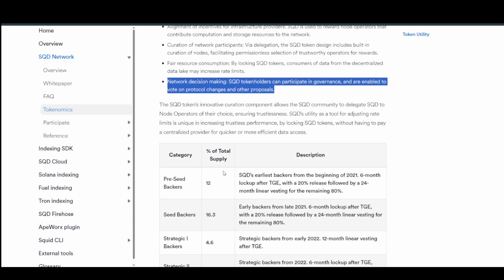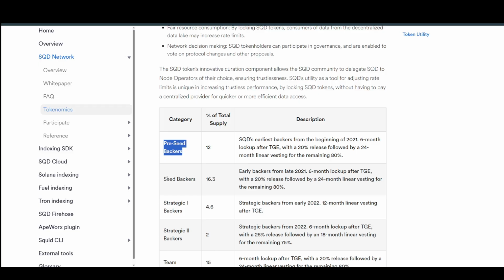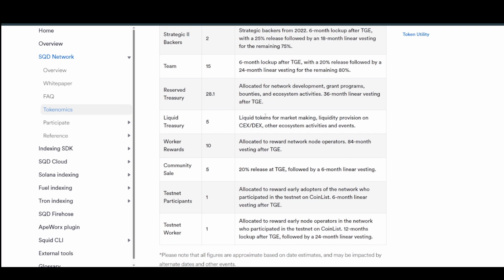Now coming to the supply, this is where things get a bit weird. If you look here, we have pre-seed backers, seed backers, strategic backers, and strategic 2 backers. So basically this is 12, this is 16, this is 4, and this is 2. If we combine these numbers, I believe it comes out above 32 or 35% of the total supply is given to the backers or the investors, as you can see here. And for the pre-seed backers, if you look here, we'll talk in just a second about when they will get the token. Anyways, let's look at the rest.